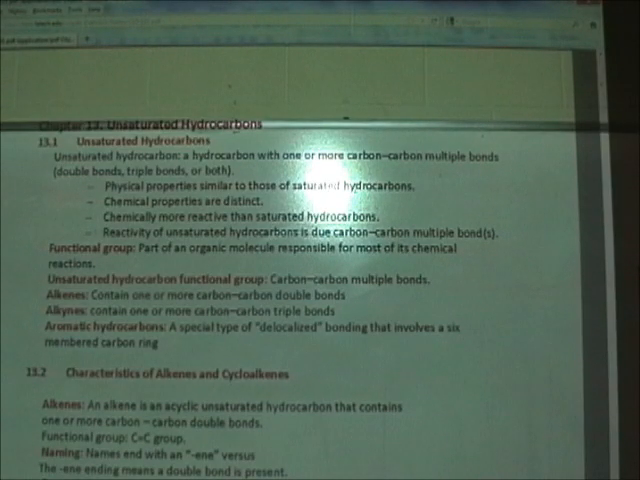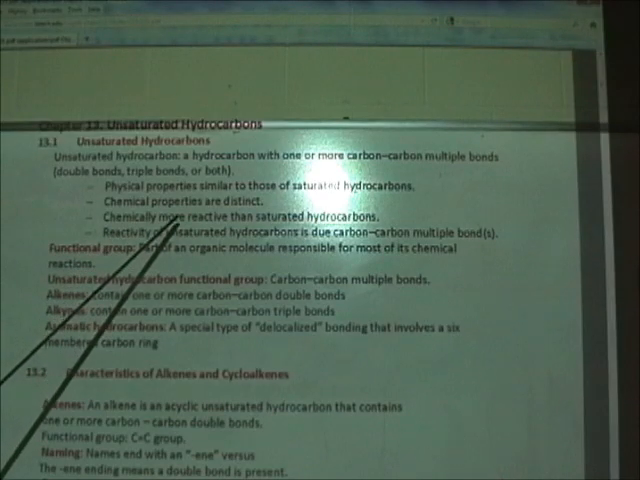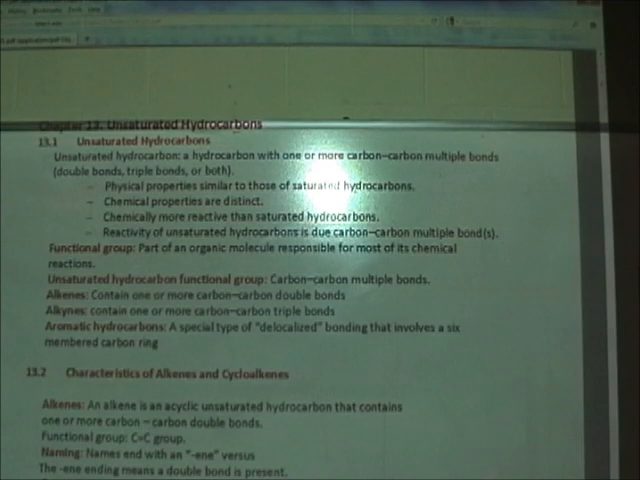We're going to talk about saturated and unsaturated hydrocarbons. Unsaturated hydrocarbons have double, triple bonds. Physical properties are similar to those of saturated hydrocarbons, but the chemical properties are different because there's a double bond here, which is reactive. Okay, we're going to talk about that. Chemically, saturated hydrocarbons are stable, but the unsaturated are reactive.